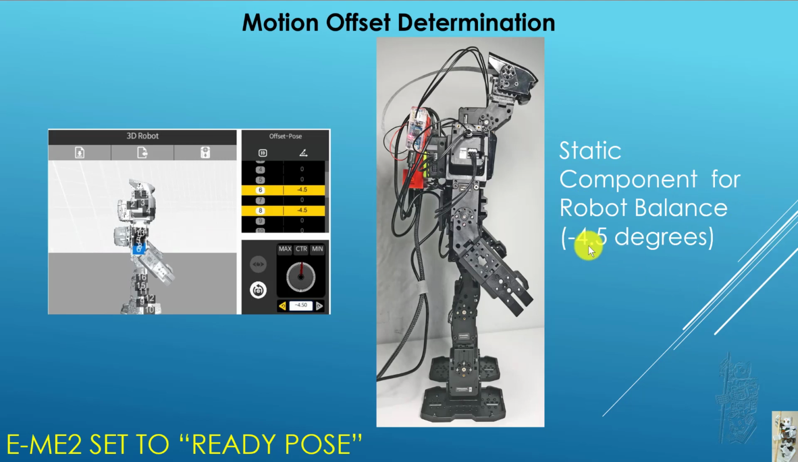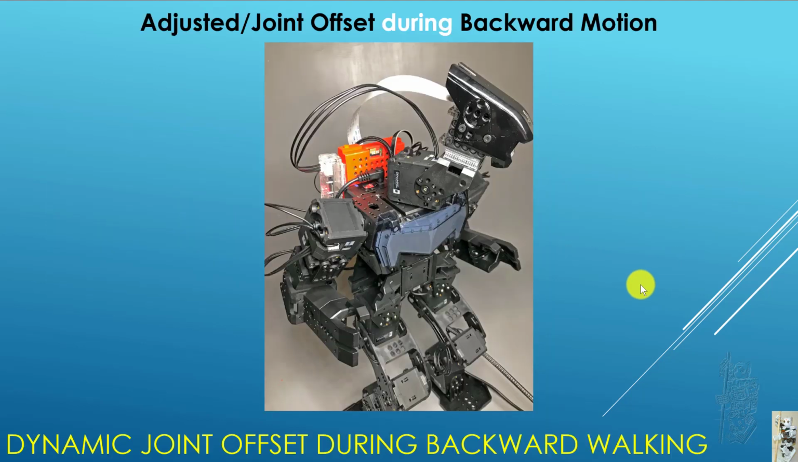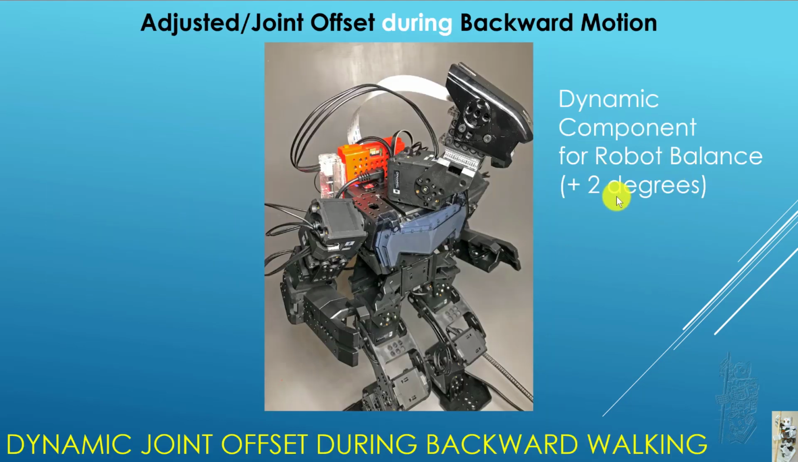So remember I put -4.5 to 6 and 8, and I call that the static component, the robot balance. But at runtime, I want to add a dynamic component to it, a +2 degree. And how do I do that? I use the so-called adjusted offset or joint offset, depending on where you read it from the menu in the task code, or you see it from the e-manual information for the XL430.